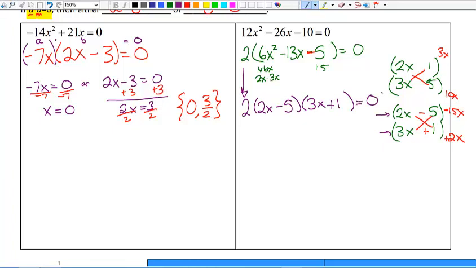Okay, so that was step 2, factor the expression. There's nothing else that can be factored, so I'm done. Now I'm going to set each factor with a variable in it equal to 0. So there's 3 factors here. Don't forget that this 2 is a factor. But does 2 have a variable in it?